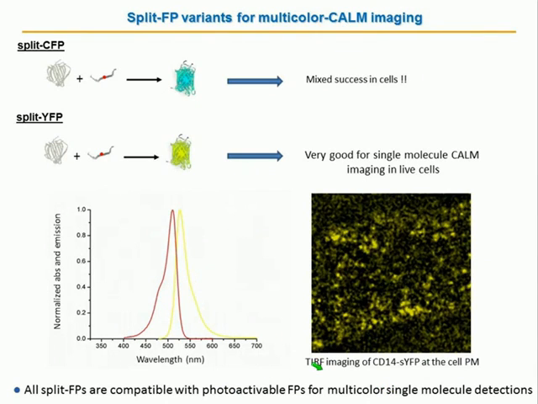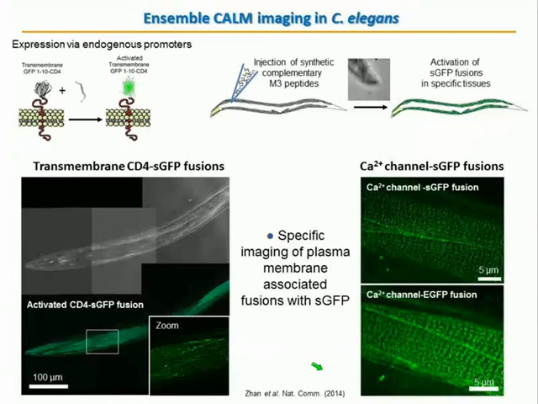So in addition to cells, we use this split fusion for single molecule imaging in animals. In this particular case, we generally do knock-in of the split fusion to receptors or proteins of interest, and we express the fusion through an endogenous promoter so that the expression is achieved in particular tissues, and then we generally come up with our synthetic peptide and inject it in the circulatory system of nematodes, C.